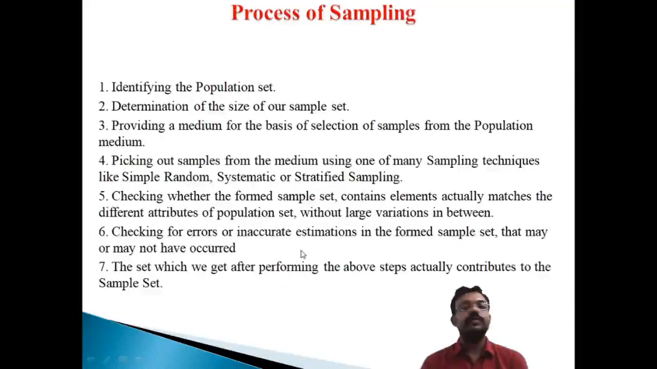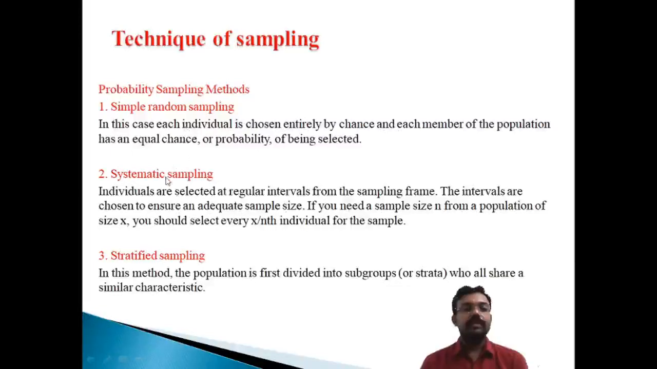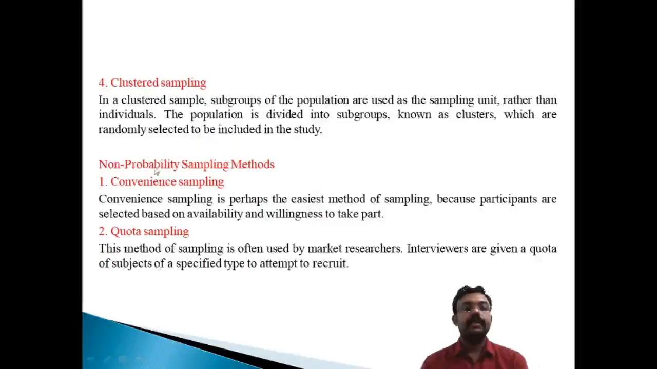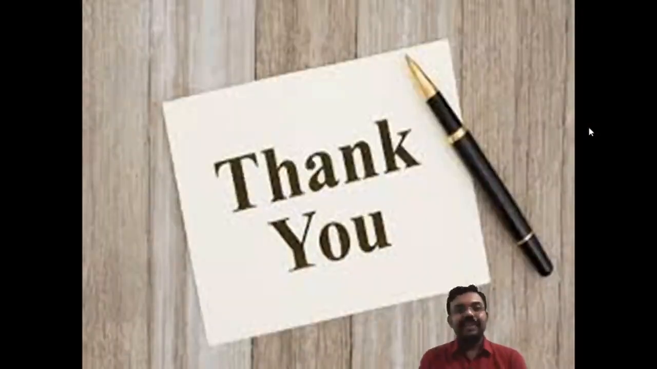These are the processes of sampling, and these are the methods of sampling: probability and non-probability. Probability includes simple random, systematic, stratified and cluster sampling. Non-probability includes convenience, quota, judgment and snowball sampling. These are the methods in sampling. I hope you understand everything, because these are similar elements to your degree classes: methods of samples and sampling. Okay, thank you for watching me.